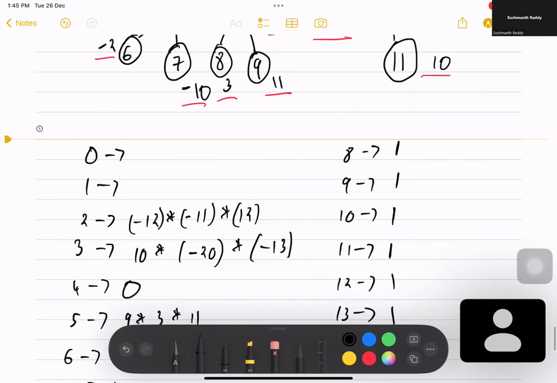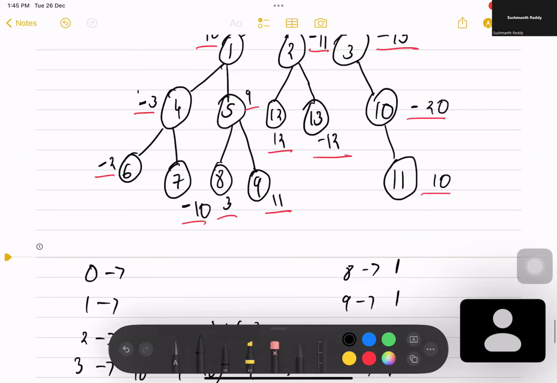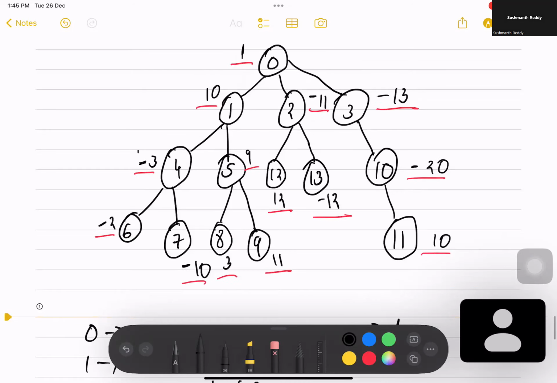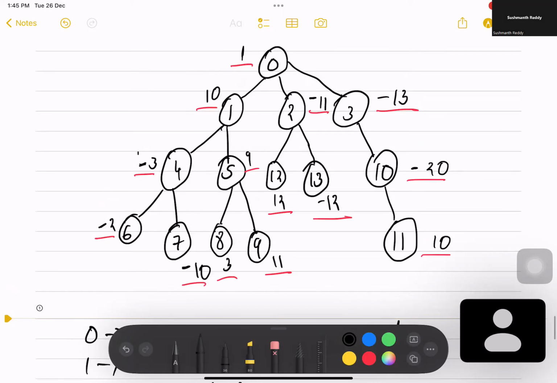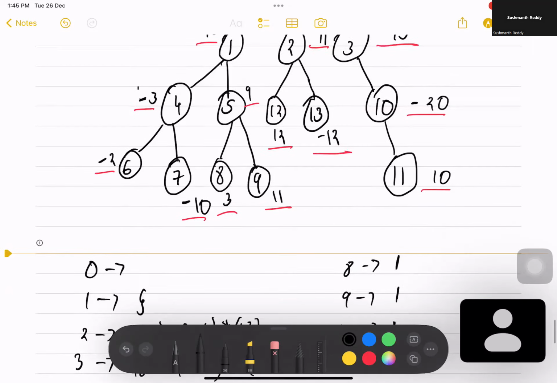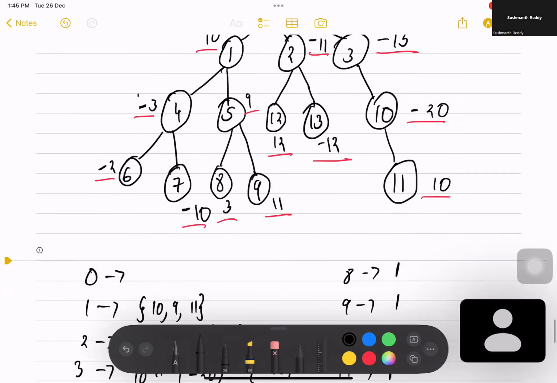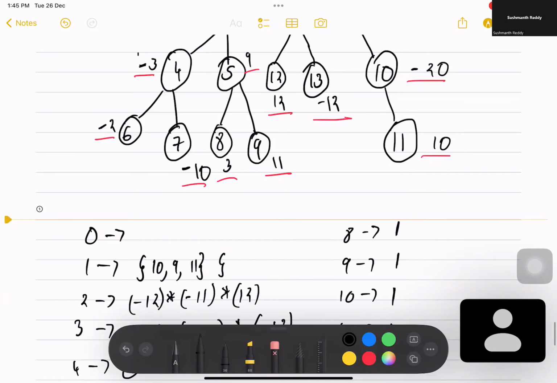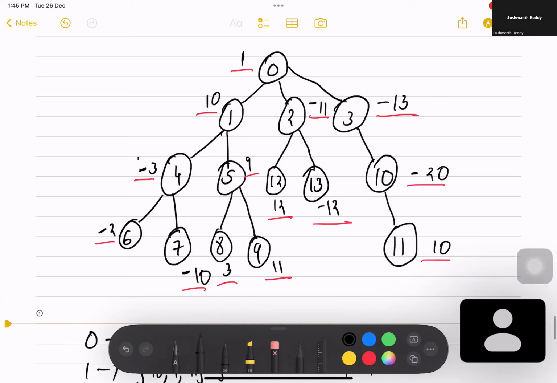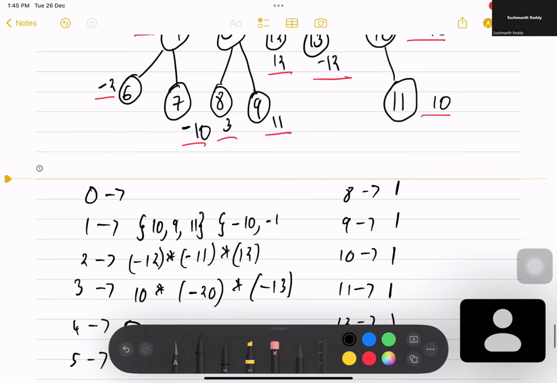Okay. Now we have 1 and 0. So let's compute for 1. In 1, the 3 maximum positives that we have, if we look over, are 10, 9 and 11. These are the 3 maximum positives. And the 2 smallest negatives that we have are -10 and -3. Okay? So -10 and -3.